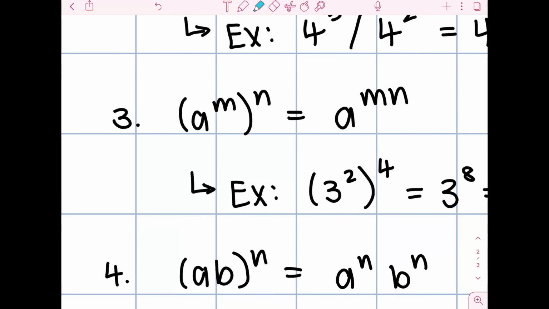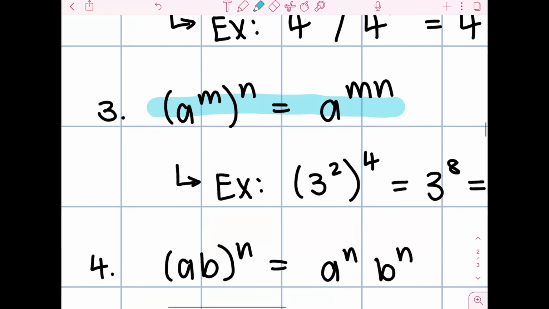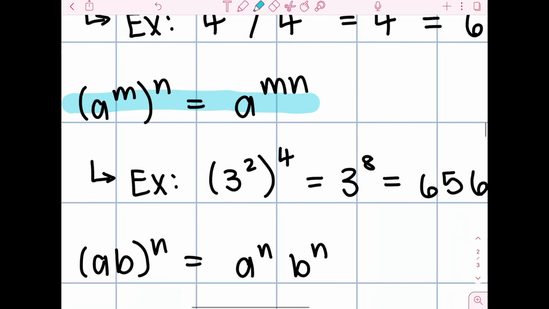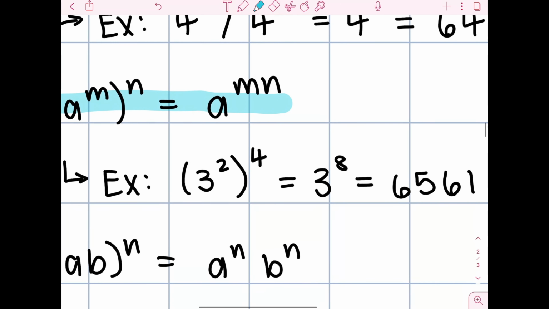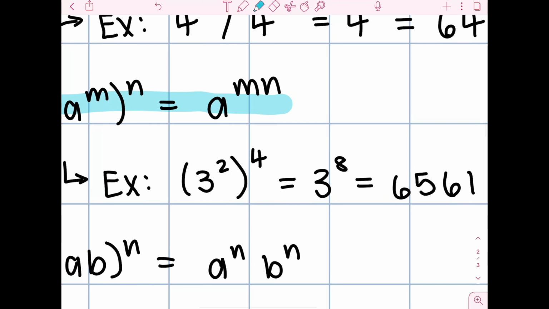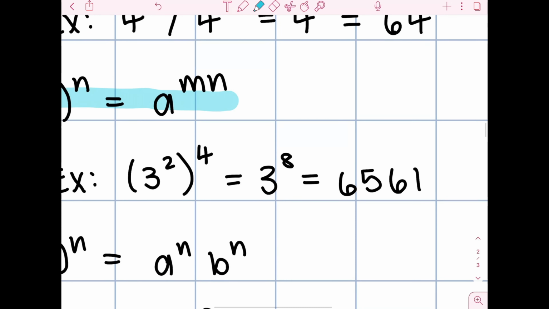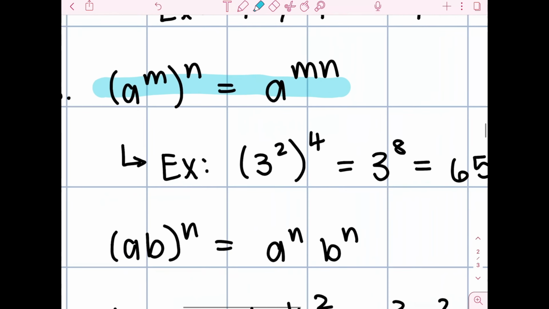Your third law is going to be a to the power of m, to the power of n, and this is multiplication of the exponents. For example, if you have 3 to the power of 2, to the power of 4, you get 3 to the power of 8. Imagine it as if you're doing 3 to the power of 2 times itself 4 times. You're going to get 3 to the power of 8. And if you solve that, you get 6,561.